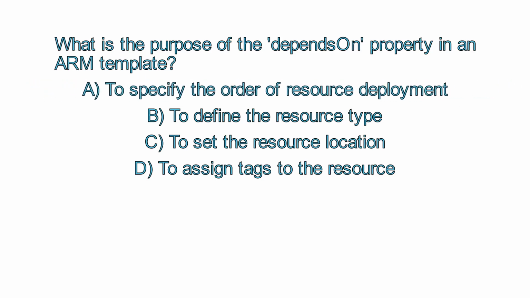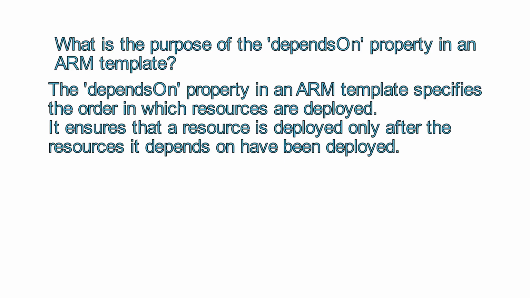La respuesta correcta es A. To specify the order of resource deployment. The depends on property in an ARM template specifies the order in which resources are deployed. It ensures that a resource is deployed only after the resources it depends on have been deployed.